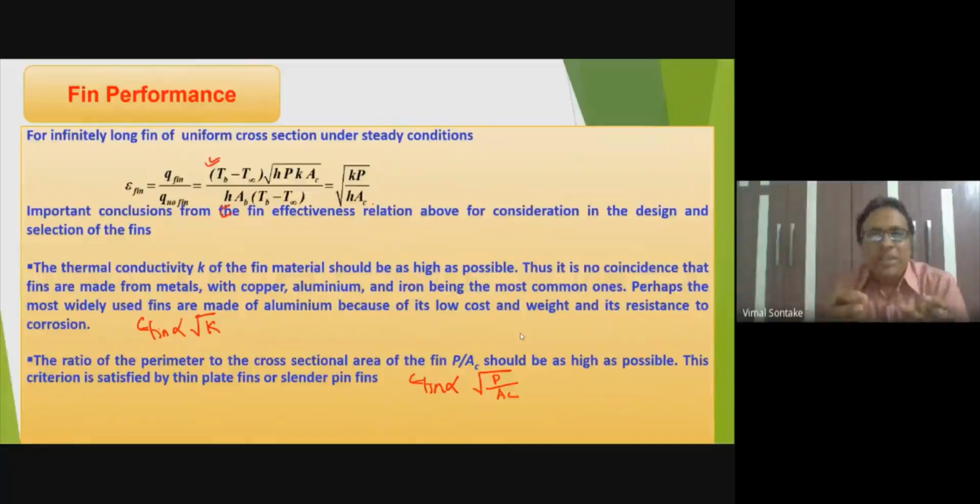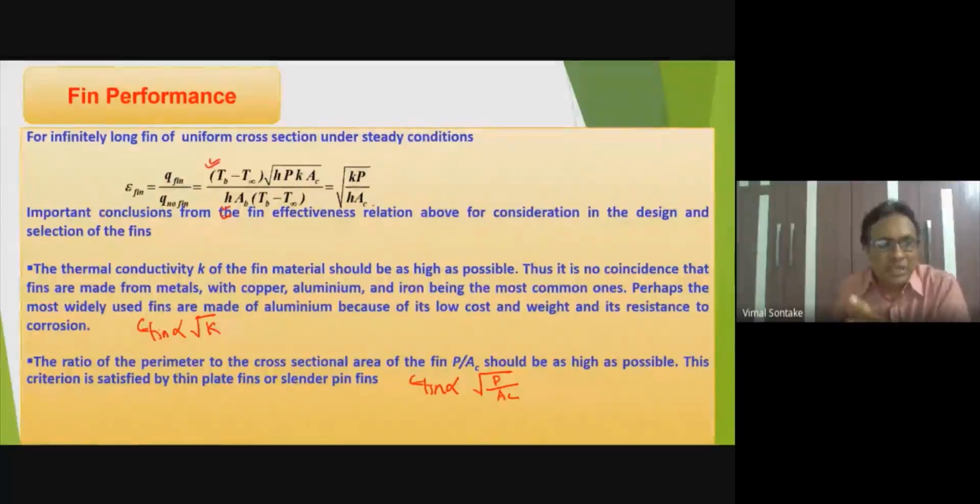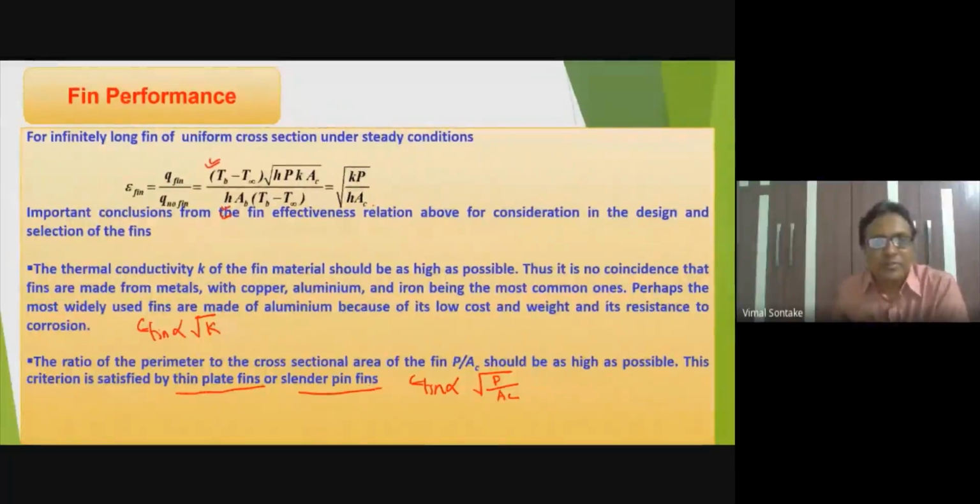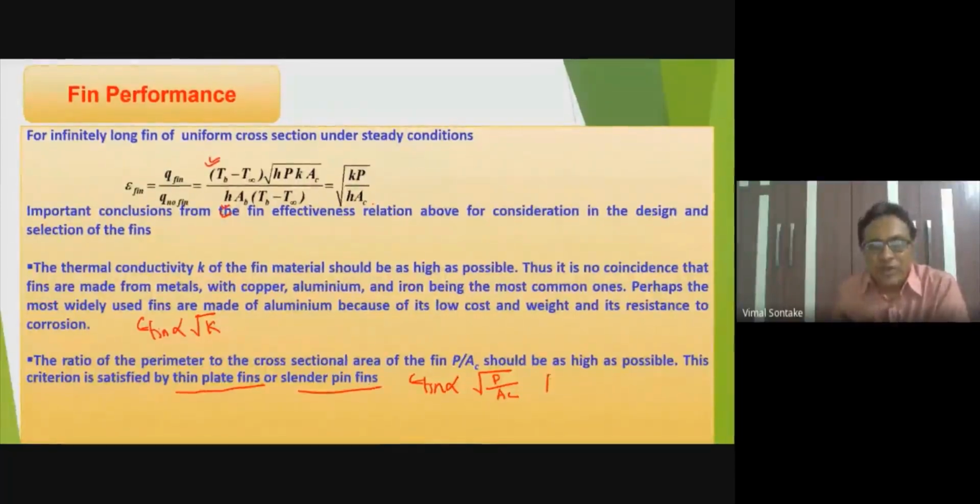And its physical meaning is, instead of a fin of larger diameter, we must use fins of thin cross section or slender cross section. So for that, we generally select thin plate fins or slender pin fins. So instead of a fin of larger diameter, we can use fins of small cross-sectional areas like that. This arrangement will give more heat transfer rate as compared to this arrangement.